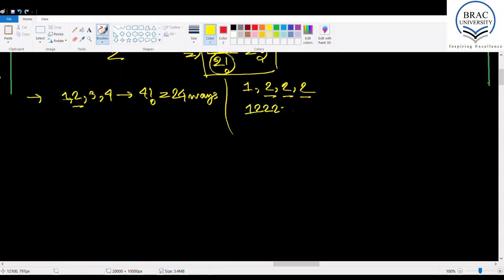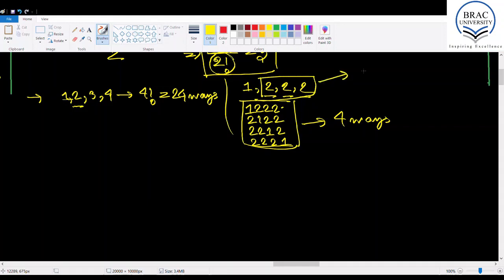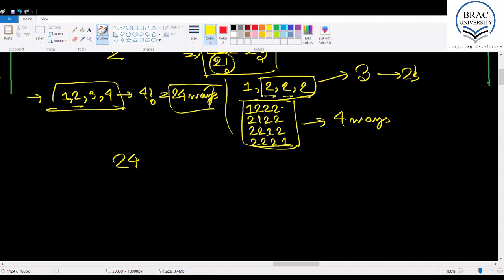1, 2, 2, 2, 2, 1, 2, 2, 2, 2, 1, 2, 2, 2, 2, 1. So here we can see there are only 4 different ways in which we can arrange these 4 elements. And why so? As we can see that here there are 3 2's, right? 3 2's. So here we got 24 ways. 24 ways total for all of the elements being different.